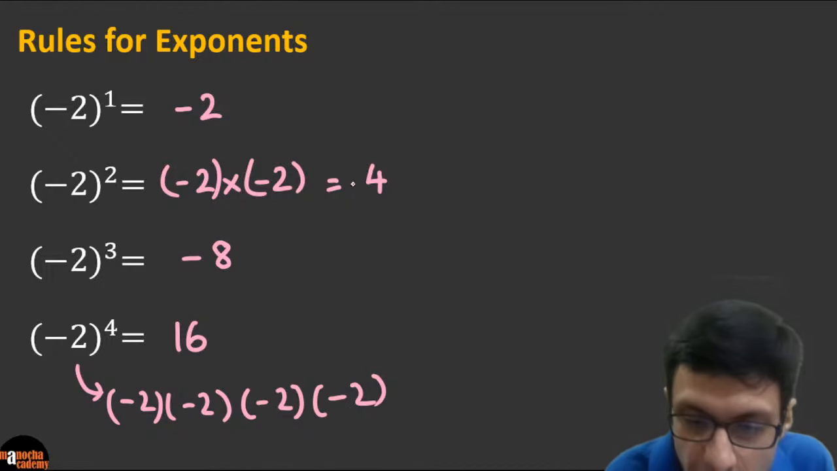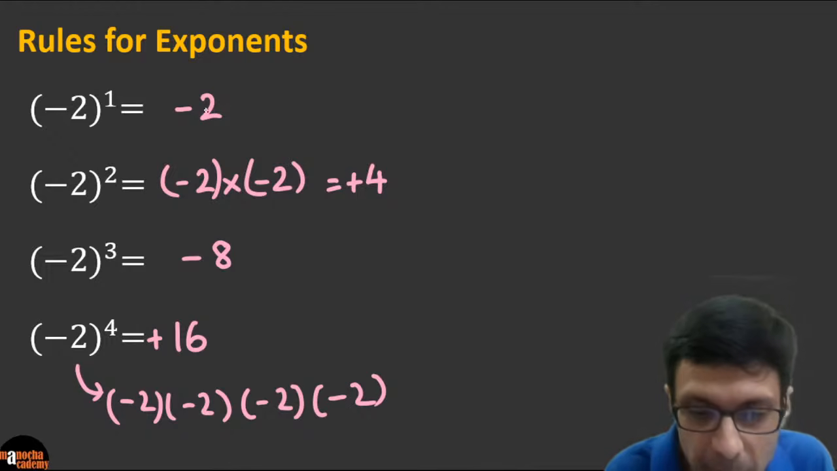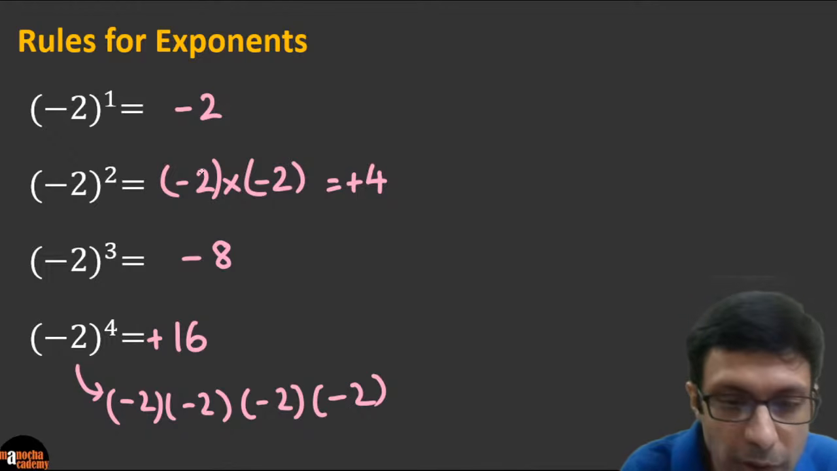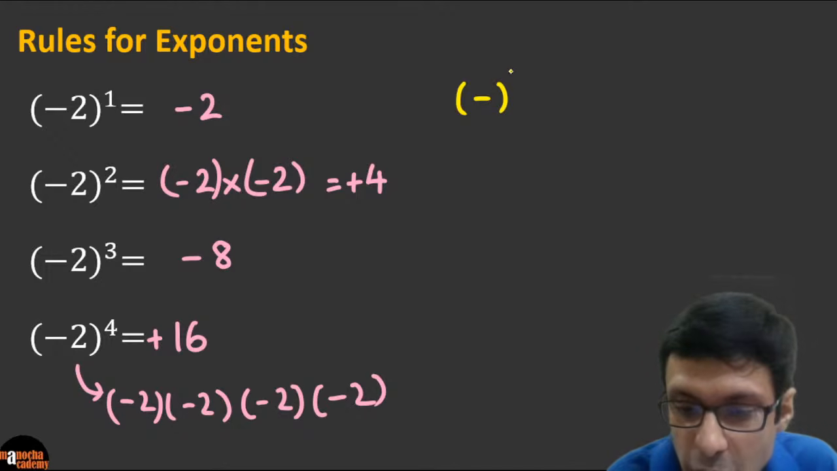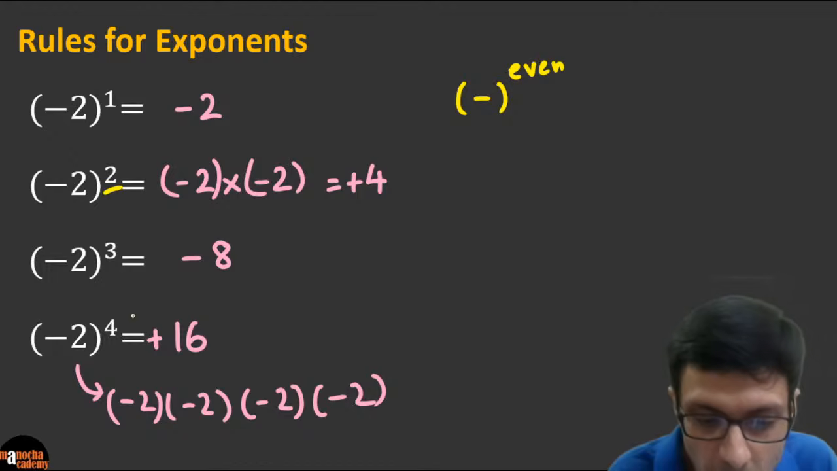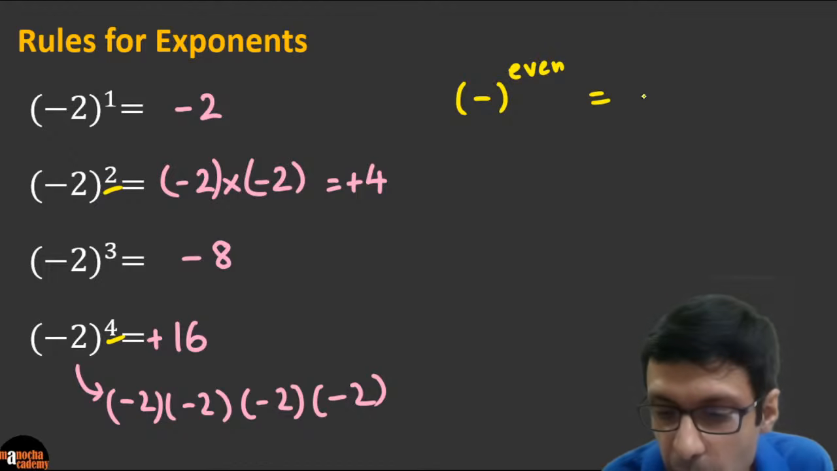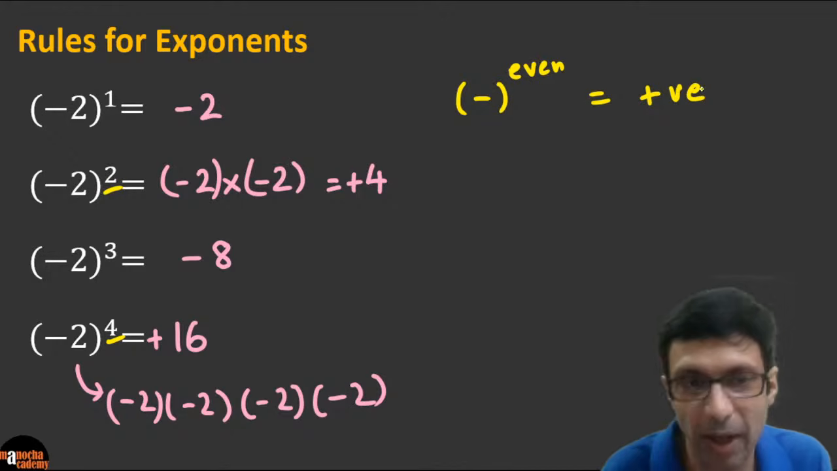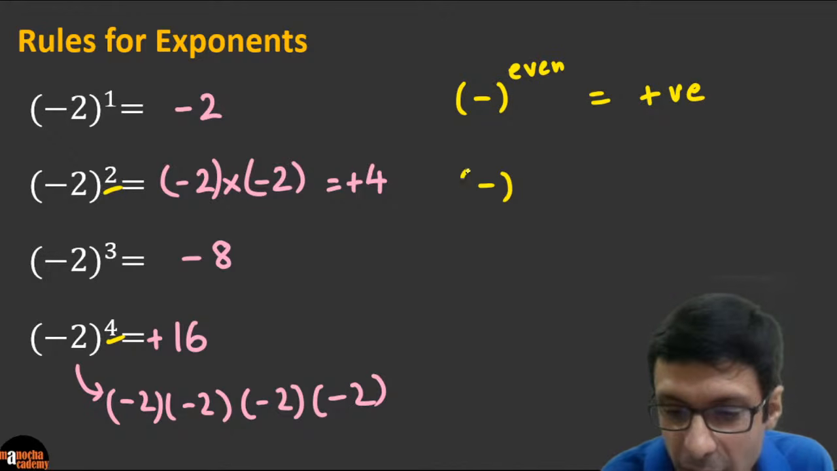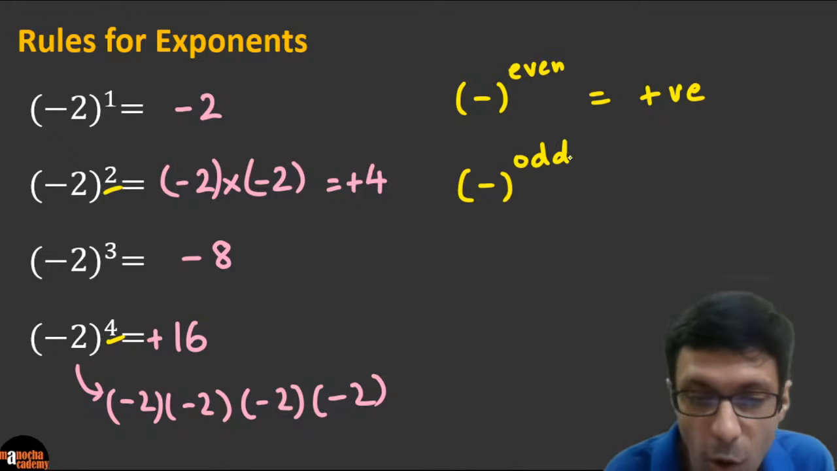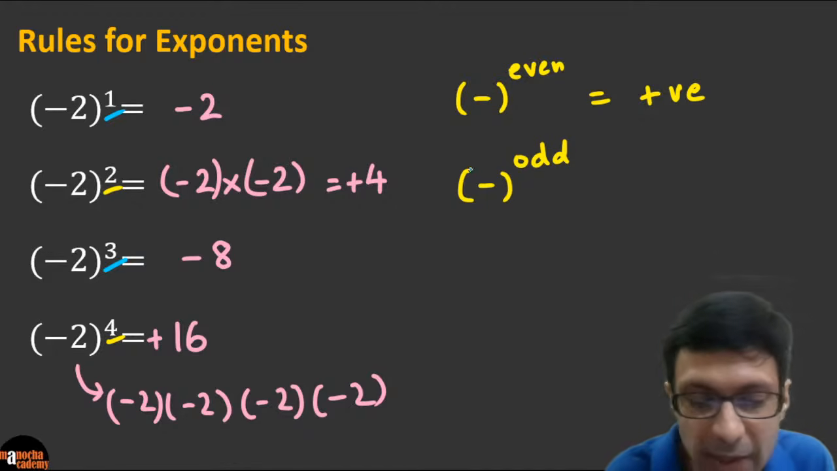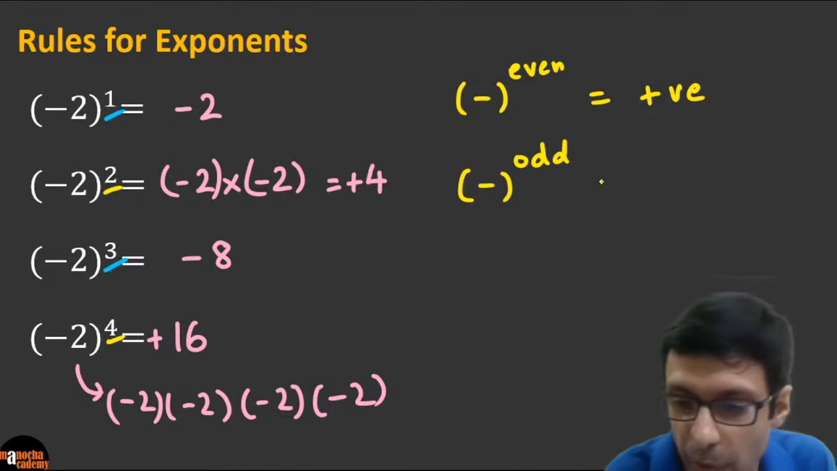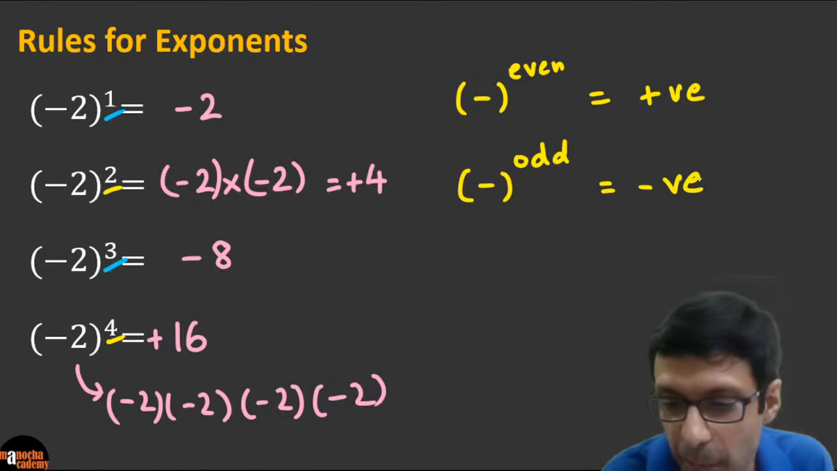Can you see? So we have plus 4 here and we have plus 16, but these are negative. So what is our important conclusion, guys? That when you have the minus sign raised to the power of an even number, like these, you're going to end up with a positive sign, a plus. And when you have minus raised to the power of an odd number like 1 or 3, over here, then you're basically going to end up with a negative number. Can you guys see?